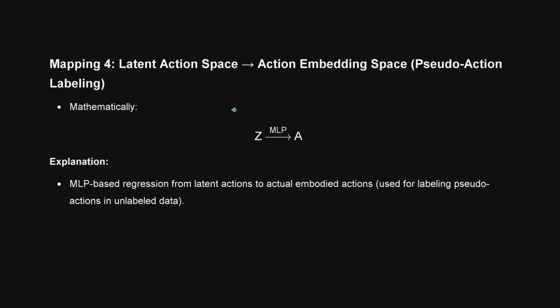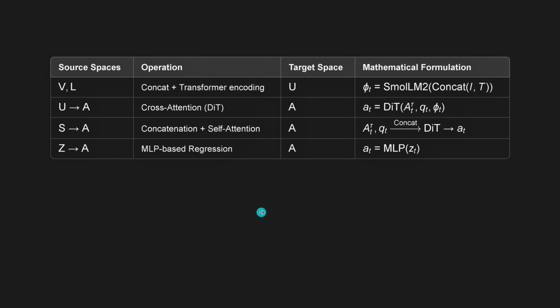And then we have this beautiful latent action space that we constructed just by watching YouTube videos, into an action embedding space. And we have our LAPA, our pseudo action labeling, the pseudo annotation that we purely constructed artificially. You know, MLP-based regression from latent action to actual embodied actions. Beautiful. So you see, between our spaces, we just have 4 mappings if you want.